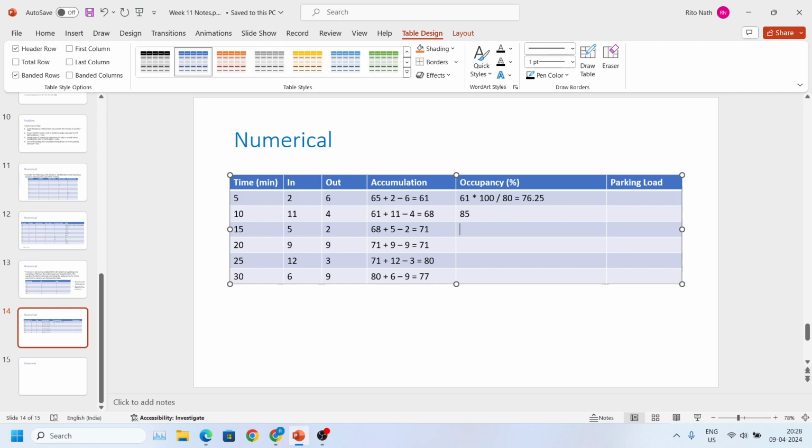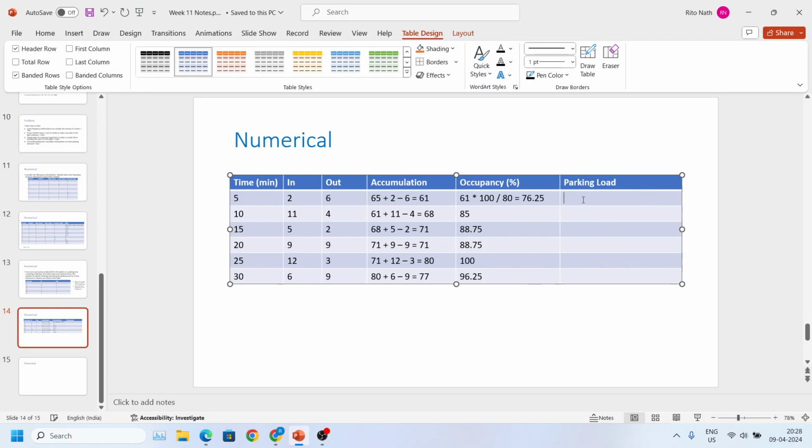Then you have 71 of them. This comes out to be 88.75. Then again, it's the same, 88.75. Then you have 100. And finally, you have 77 of them occupied, so this is 96.25. So you have found the occupancies, and we'll see how to get the final answer. But for now, let's fill the table.